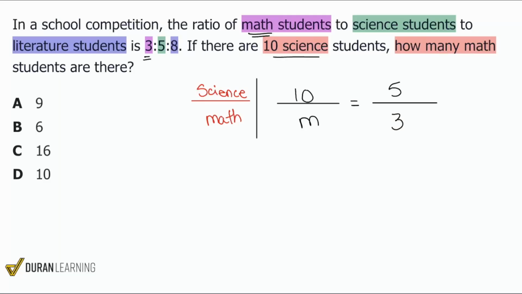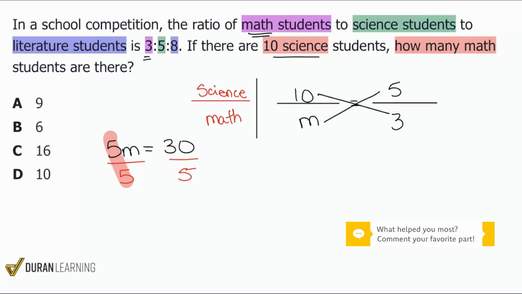Booyah, there we go. Now that we're here, we're all set, everybody. If we wanted to do the classic cross multiply and divide, we can. M times 5 is 5M. 10 times 3 is 30. And then we can easily divide by 5 on both sides. And that'll give us the final answer right then and there. Cancels out, and we get M equals 6. And that's what leaves us with answer choice B. There we go.